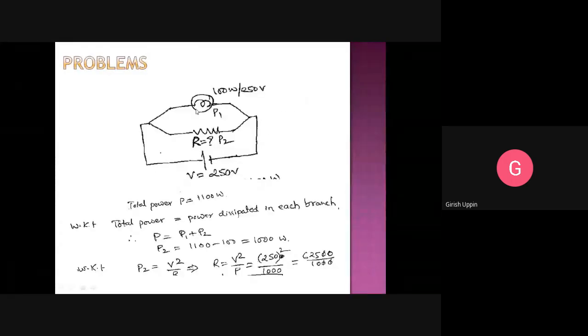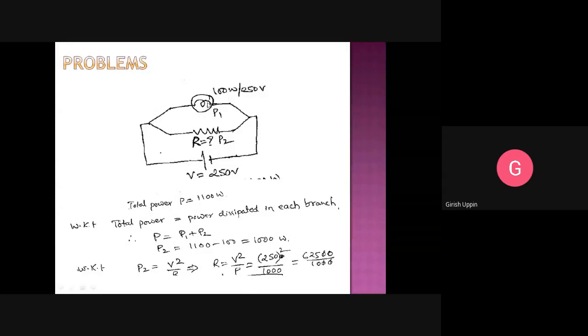Okay, so this is first. First thing is, whenever you get a problem, first draw the circuit diagram and mark all the given values. Okay, so that is the first thing. When you draw the circuit diagram, it will give more clarity. Okay, you have to convert the words into a circuit diagram.